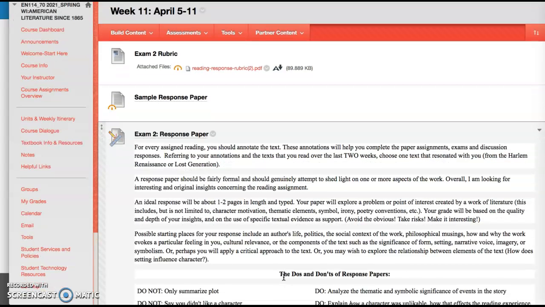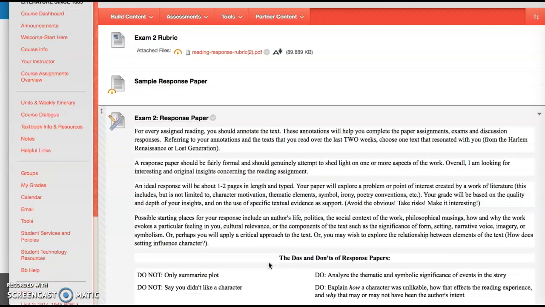It's not going to be a long piece. Maybe it should be 2 pages. I would say 2 pages at the most. And you are only citing the primary text. All right, the text that you are addressing. I provided a rubric here. I provided a sample paper. All right, and I provided some guidelines.